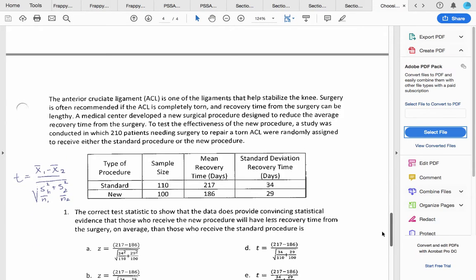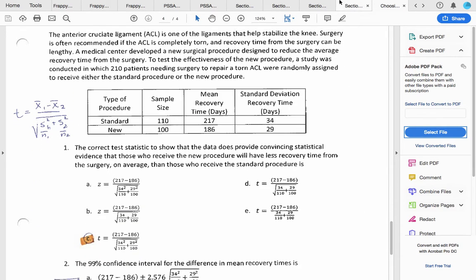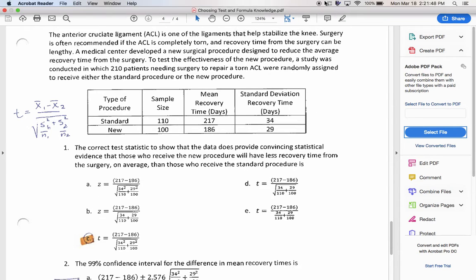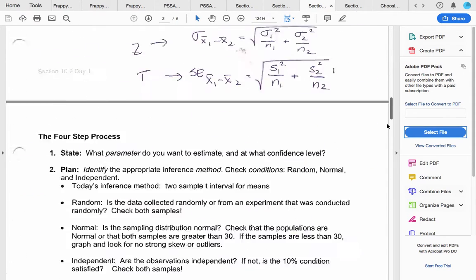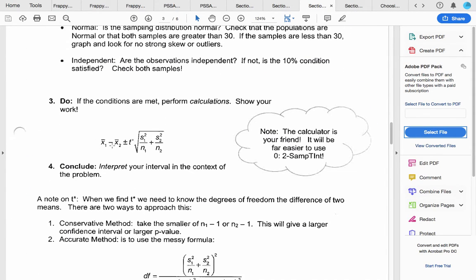There's no tricks like that with the mean one. It's just the proportion one, because in the proportion one, you make a statement in the null hypothesis that you think the proportions are equal. A confidence interval for the mean is x bar 1 minus x bar 2 plus or minus t star times the square root of s1 squared over n1 plus s2 squared over n2.